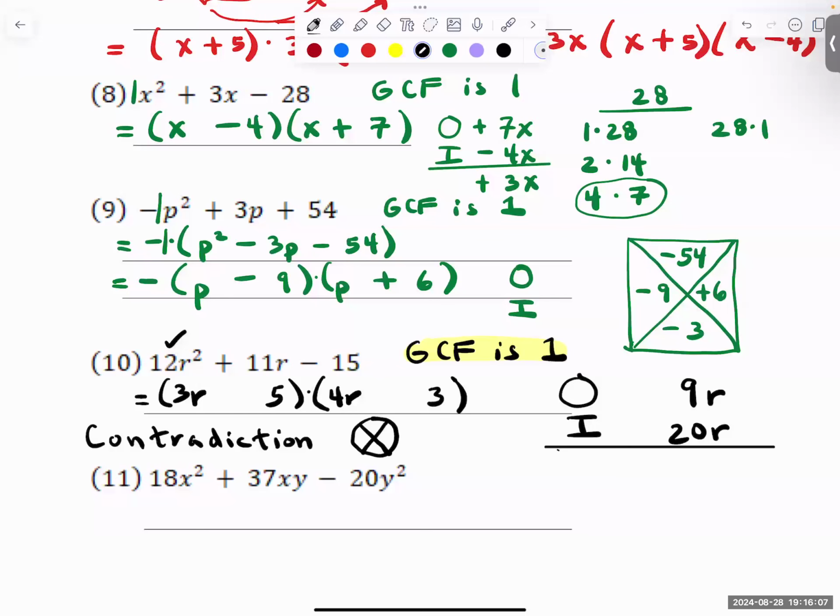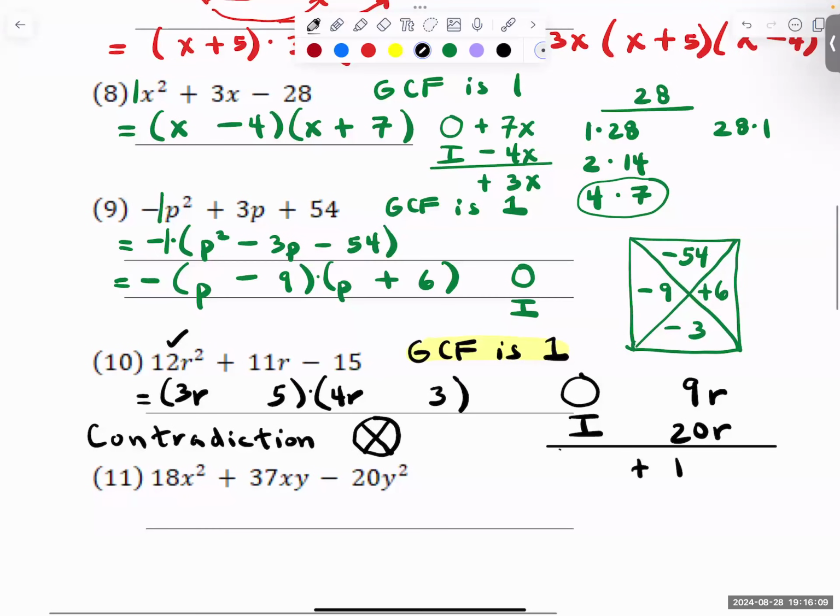We must get the middle term of plus 11r. And we can get plus 11r if we have a plus 20r and subtract 9. To get plus 20r, we need a plus 5. And for minus 9, we need minus 3. Both binomials are prime, have no common factor other than 1. And to check, you could FOIL multiply.